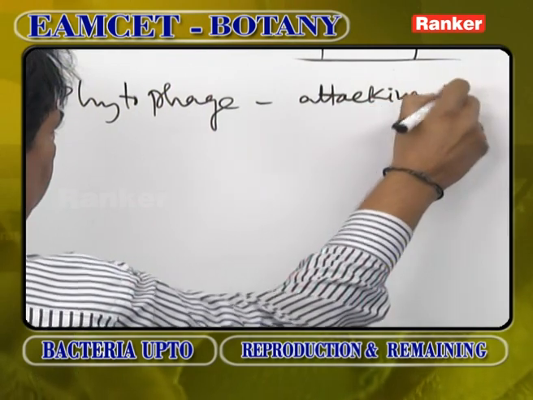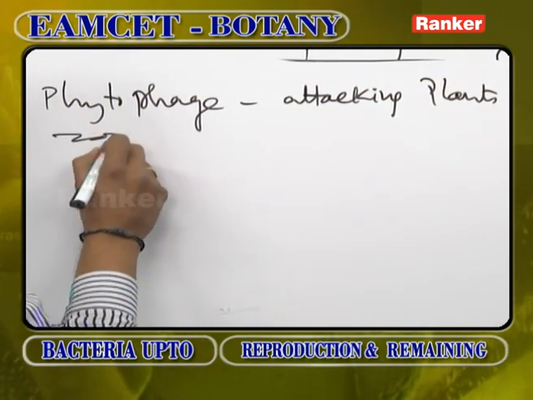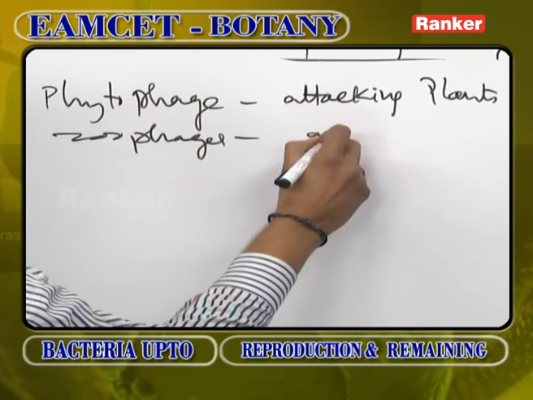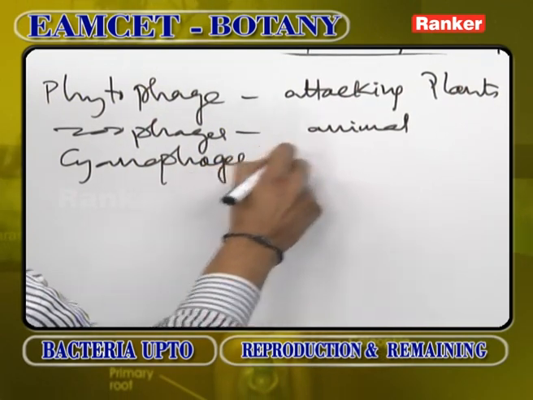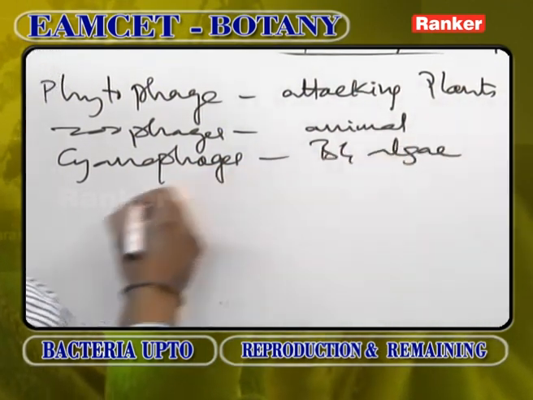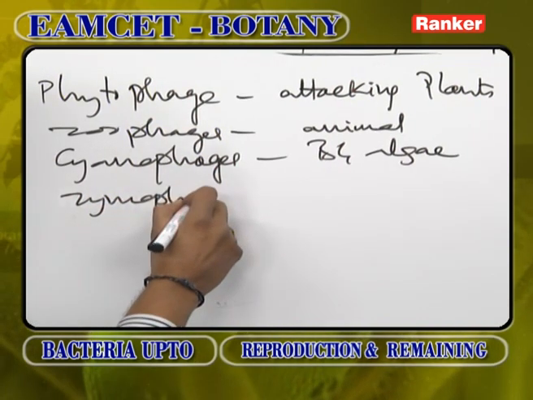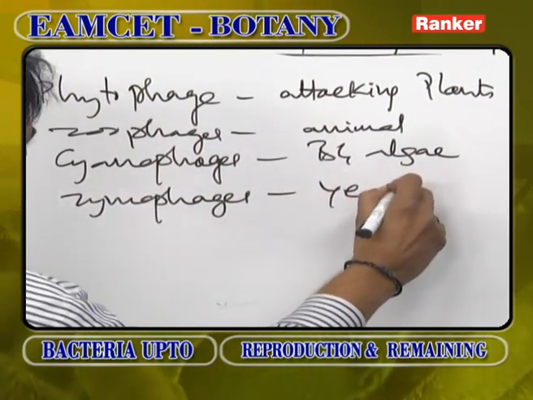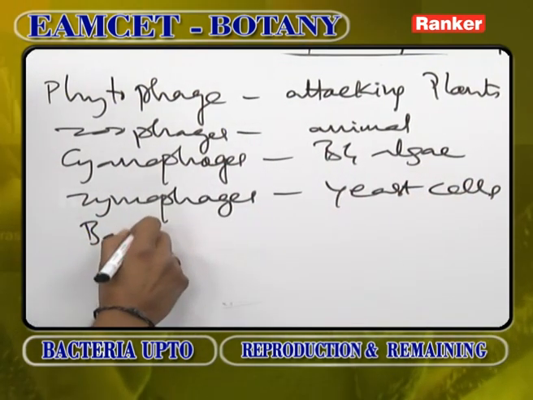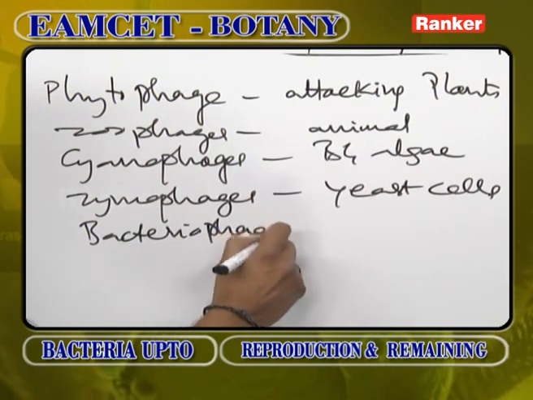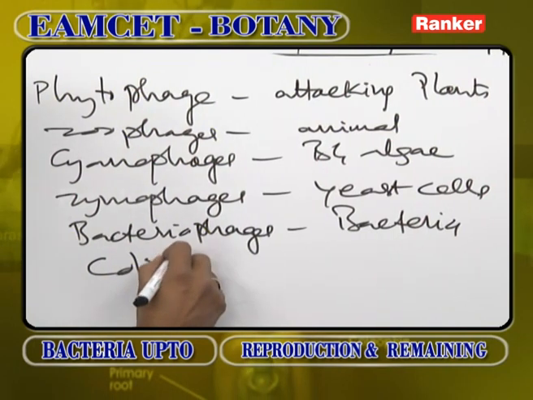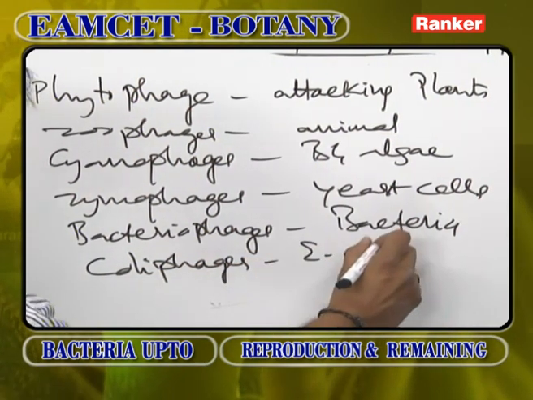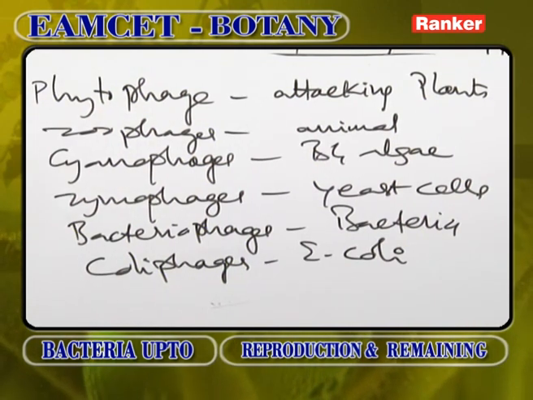Phytophages means attacking plants. Zoophages means attacking animals. Cyanophages means attacking blue-green algae. Zymophages means attacking yeast cells. Bacteriophages means attacking bacteria. Coliphages means attacking Escherichia coli.